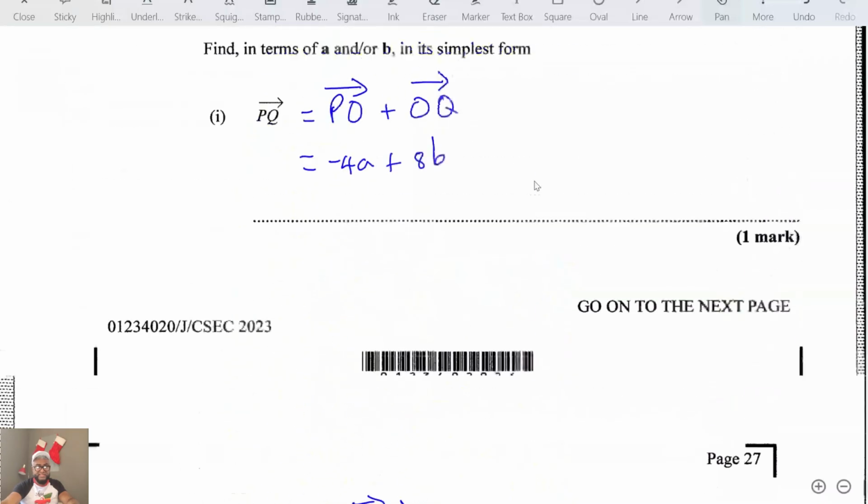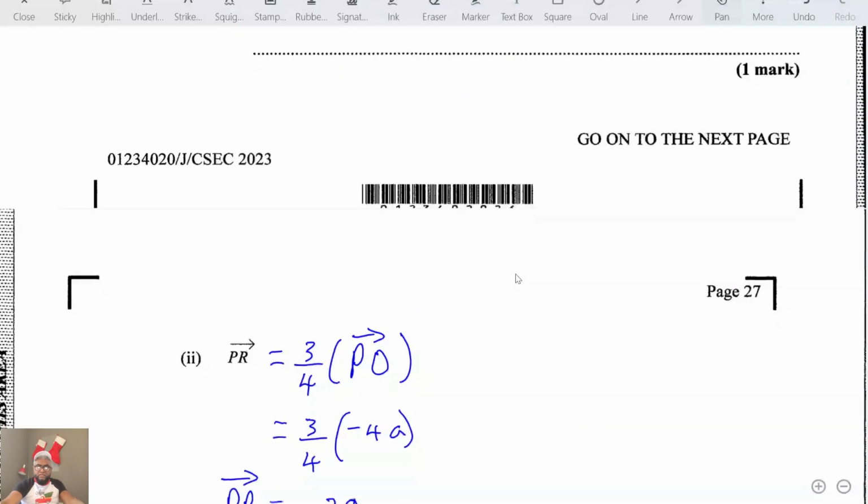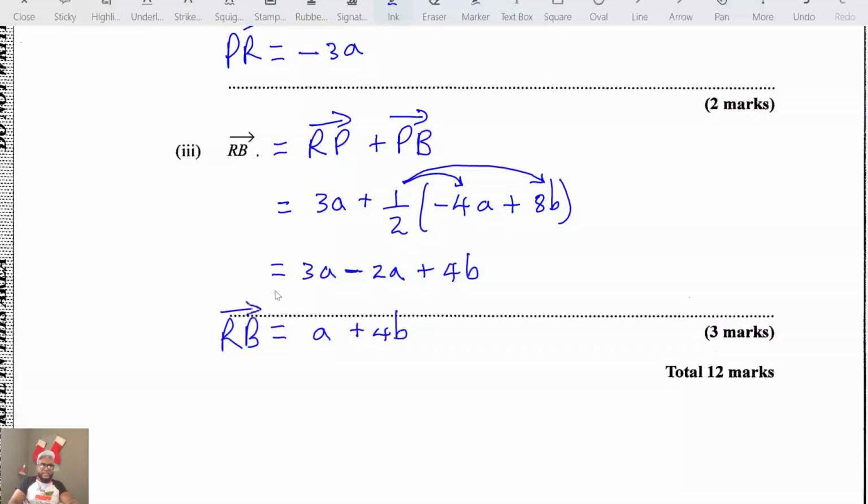Did they ask us to simplify this? I must look for that to know, so as not to waste time. You see they put it here, so we have to simplify. A half multiplied by this and by this. So it will be 3A plus a half of negative 4A, which is negative 2A, and then a half of 8B would be 4B. 3A minus 2A would be A plus 4B. That is what RB is.